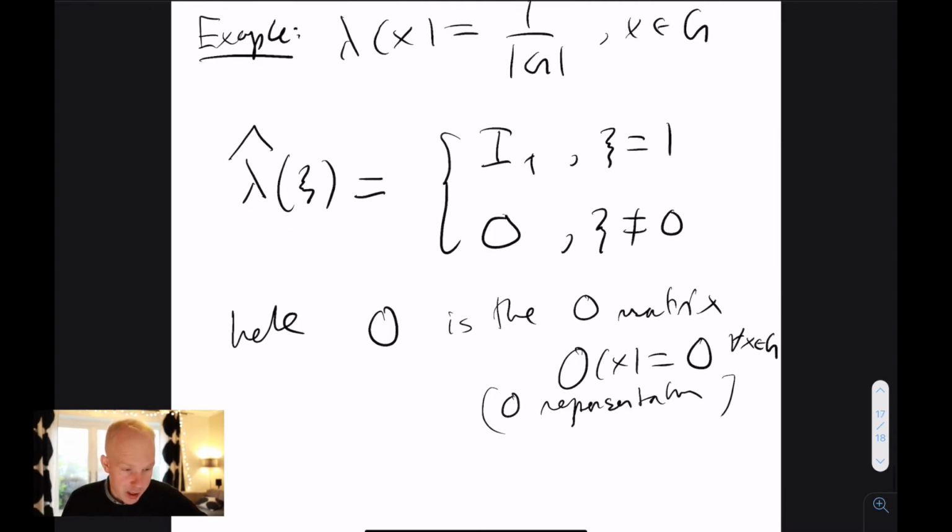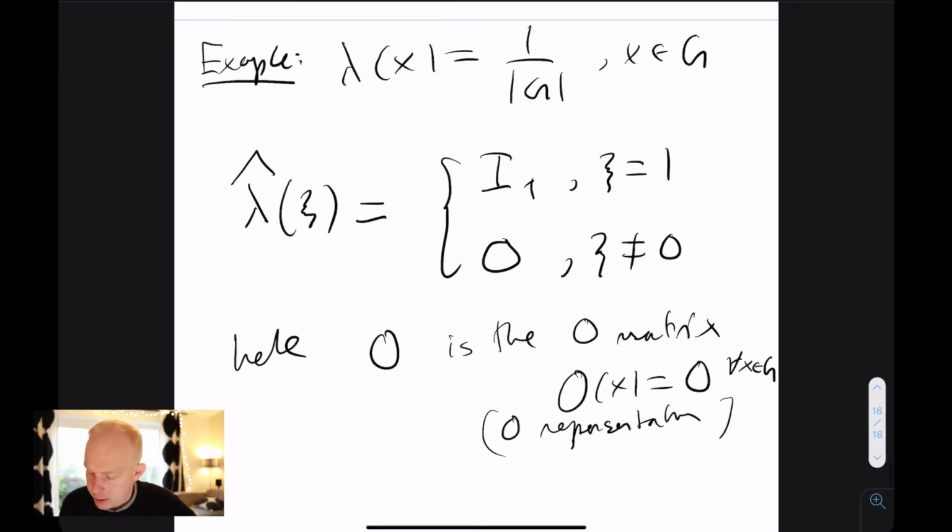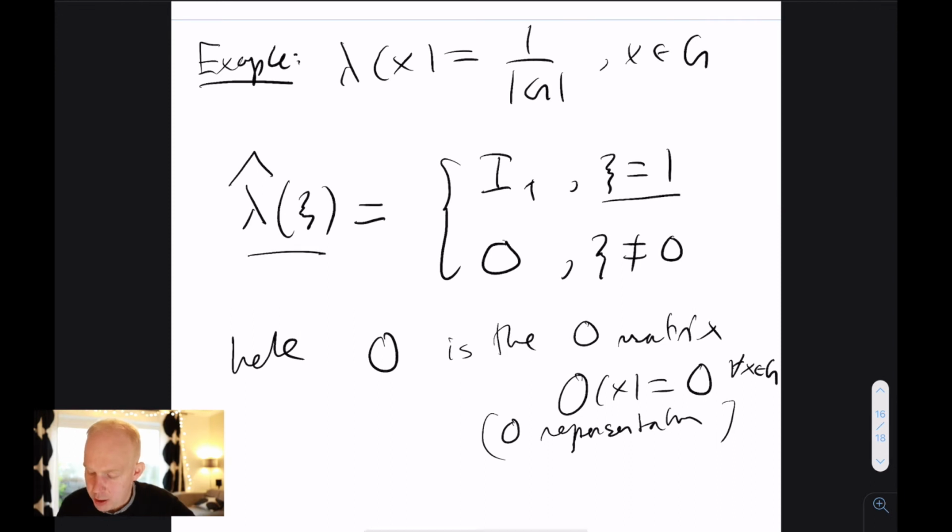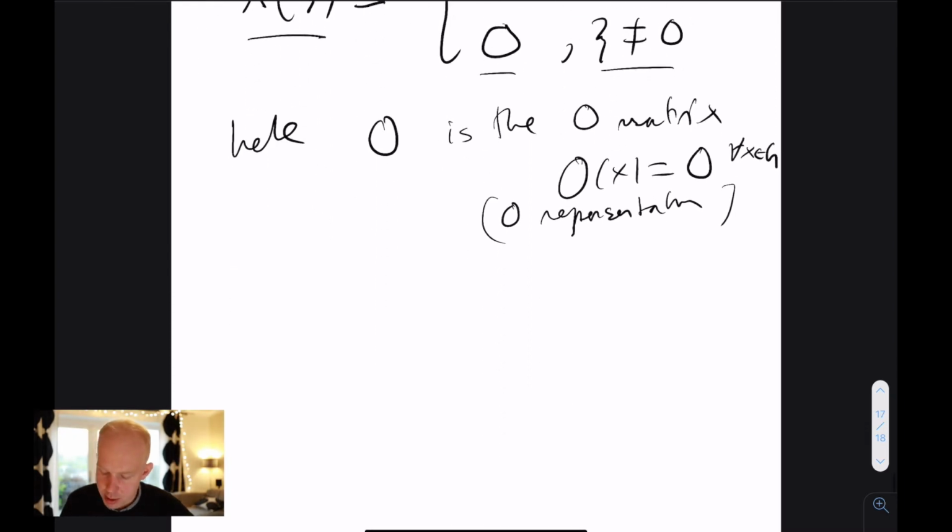So how do you prove this? For the first part, we already have it if xi is 1, because it's a probability distribution, so the Fourier transform at xi equal to 1 is equal to the identity. But how do you get the second one? So let xi be non-trivial, so this is in the dual group.